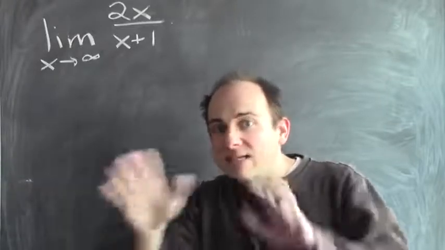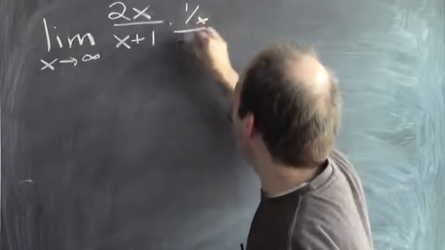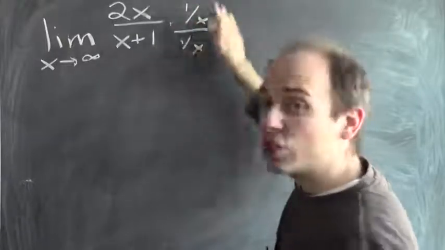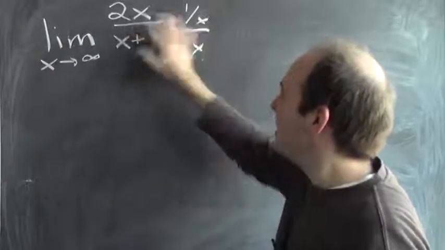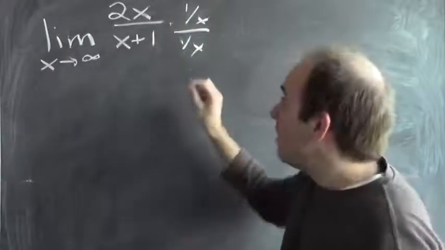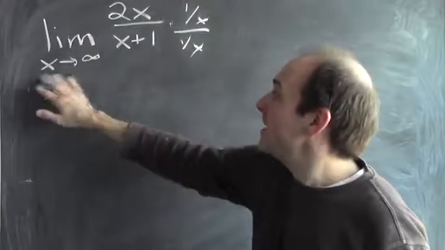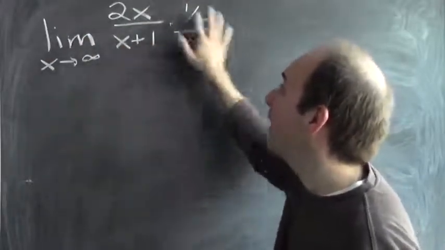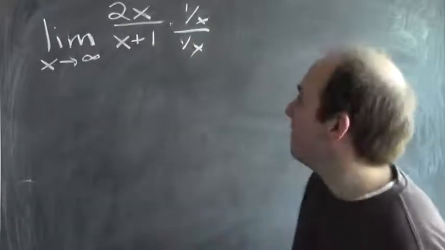I'm going to multiply by a disguised version of 1. I'm going to multiply by 1 over x divided by 1 over x. Now this is just 1. Admittedly, I have changed the function. The function's not defined anymore at 0, but for large values of x, this doesn't affect anything. And I'm taking a limit as x goes to infinity, so I only care about agreement at large values of x. I'll do some algebra.